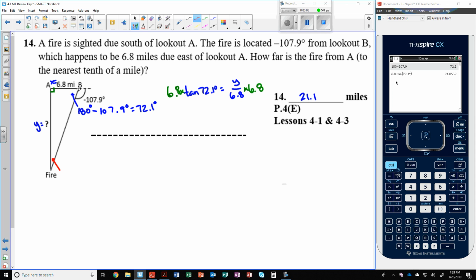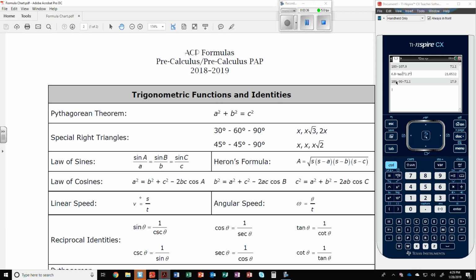All triangles add up to 180 degrees. So if they add up to 180 degrees, and I know that this angle is 90, and this one's 72.1, I subtract those, and I could come up with what this angle is here. So we'll come over to the calculator. 180 minus 90 minus 72.1, that is 17.9 degrees. And since I know that, and this is a completed set between these two pieces here, I can use the law of sines, as shown here.